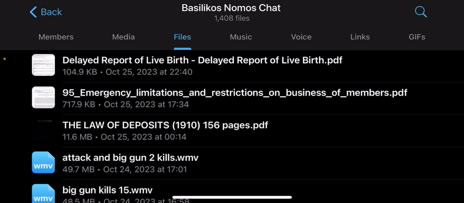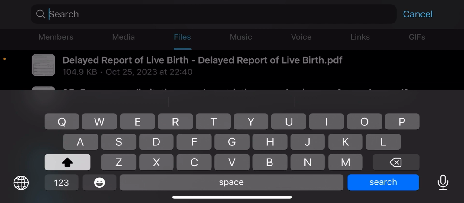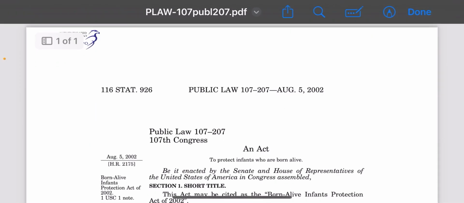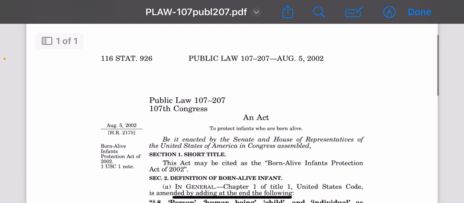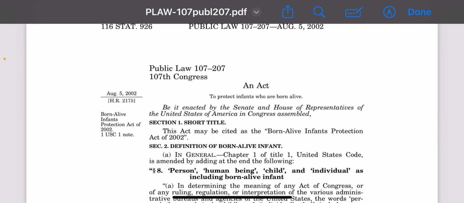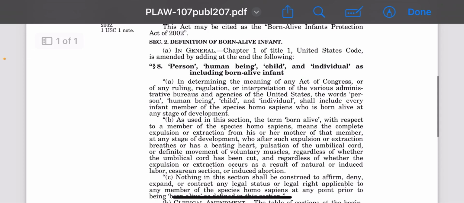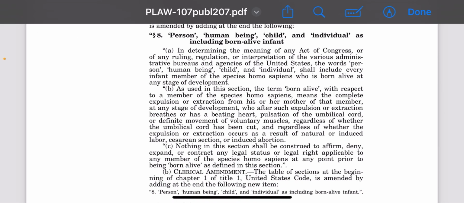Go to files, search 107. Now let's see this little right here, 116 Stat. 926. Anybody can look this up. This is the amendment. Born alive, that word born alive is a legal term. Born Alive Infants Protection Act of 2002. Chapter 1 of Title 1 U.S. Code. But I want you to pay attention to paragraph B.